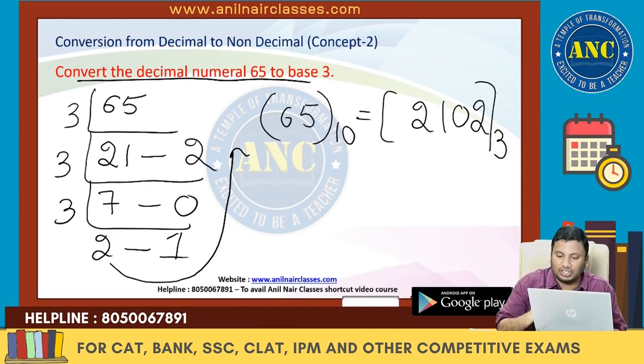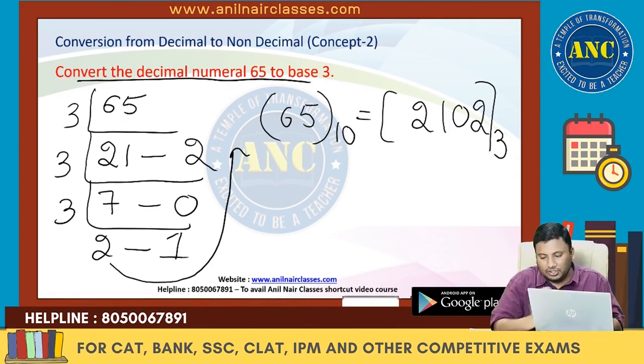65 in base system 10 is nothing but 2102 in base system 3. Anil sir, I do not understand this mathematical definition. Make it simple. Make it logical.